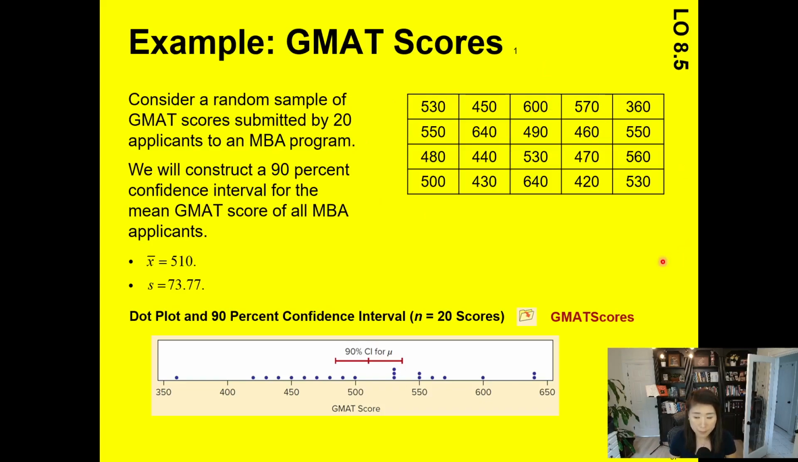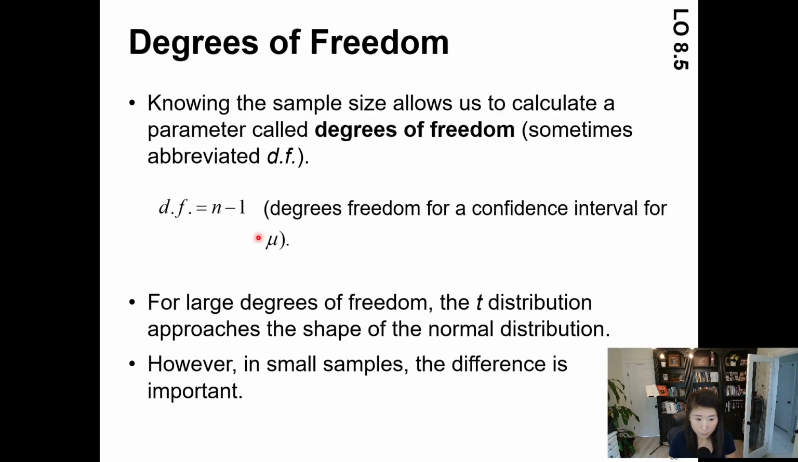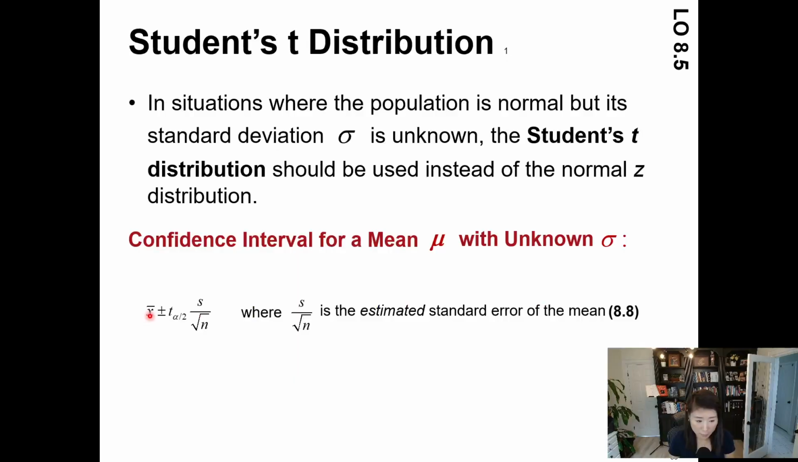First of all, given the data we have, we use the knowledge from chapter 4 and the Excel formulas. We are able to calculate the sample mean, which is AVERAGE: you select all your data and get 510. That is the sample mean. For the sample standard deviation, we use STDEV.S, the formula we learned in chapter 4, and we obtain a sample standard deviation of 73.77. Given these two pieces of information, and knowing our sample size n equals 20, we are going to use our formula, which is this. So we know x bar, s and n.